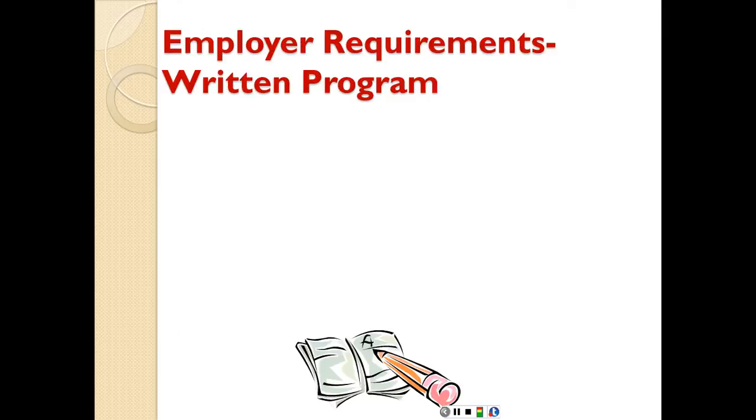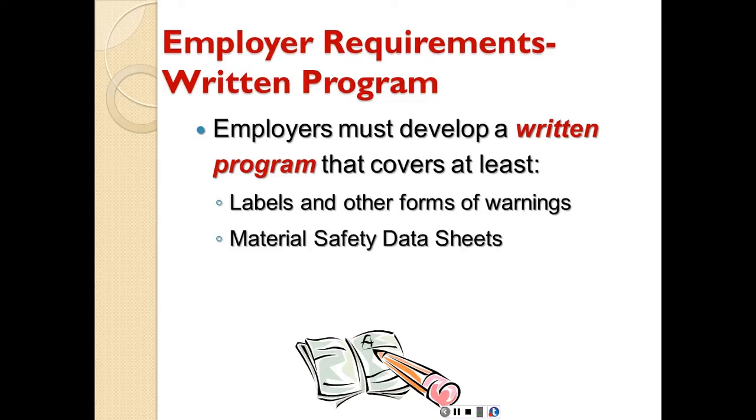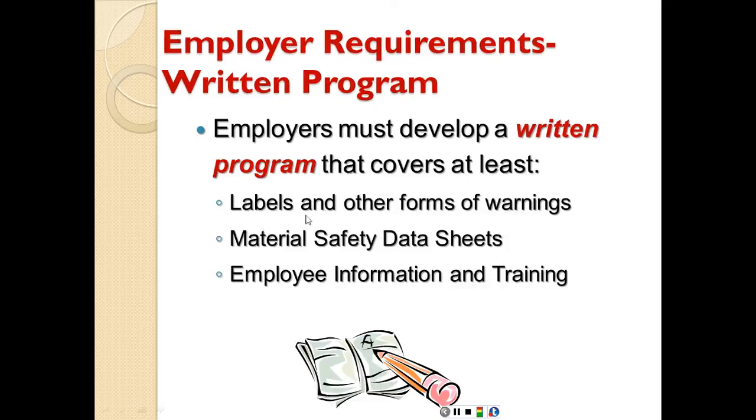When we talk about the employer requirements, one of which is a written program. Employers must develop a written program that covers at least labels and other forms of warnings. How can people recognize the danger or the hazard from reading these labels? Material safety data sheets, employee information and training. So at least these three elements need to exist in a written program that the employer must show.